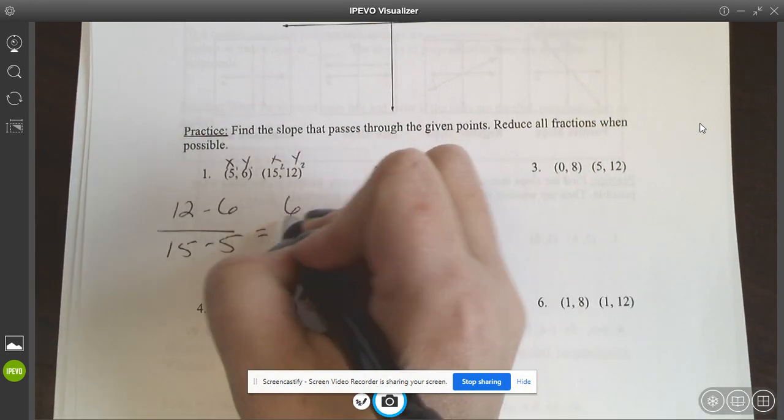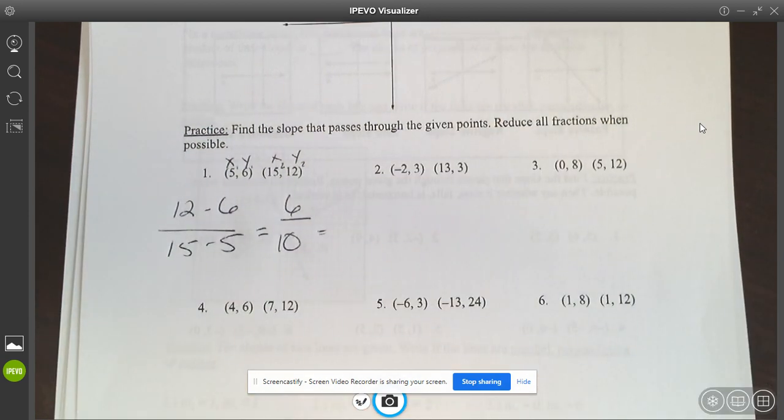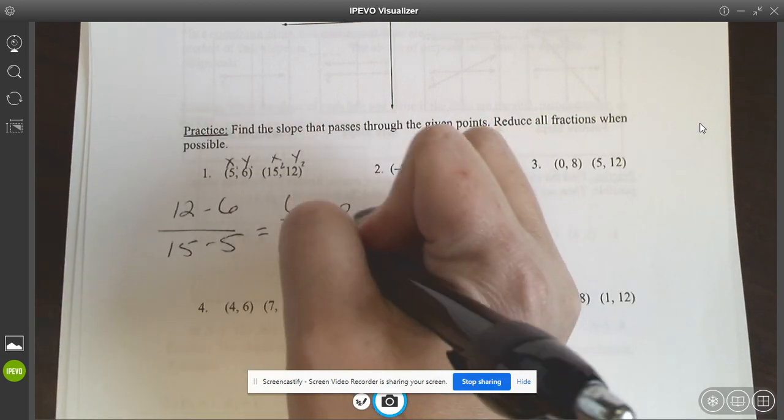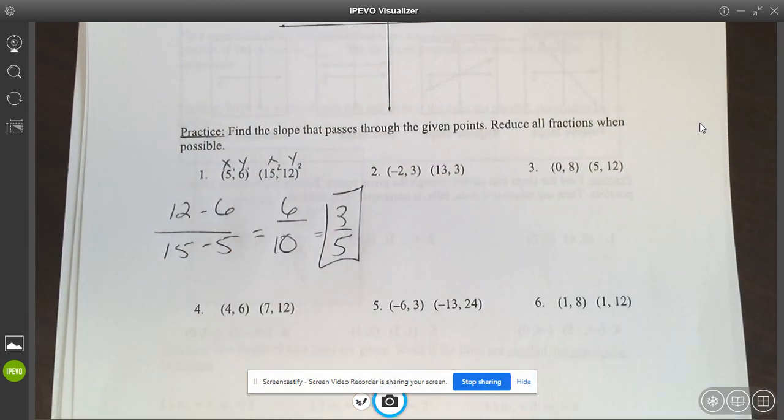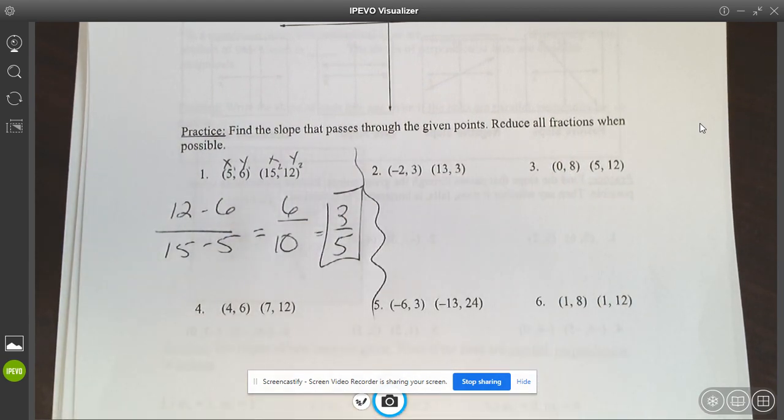12 minus 6 is 6. 15 minus 5 is 10. And then if it reduces, reduce it. Do not make it a decimal, though. So 6 over 10 reduces to 3 over 5. But do not do decimals, because when we go to graph, the decimals will not help.